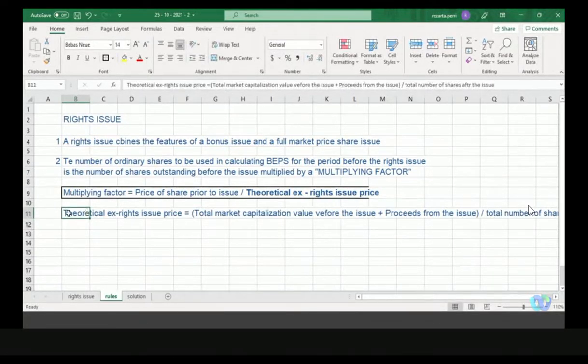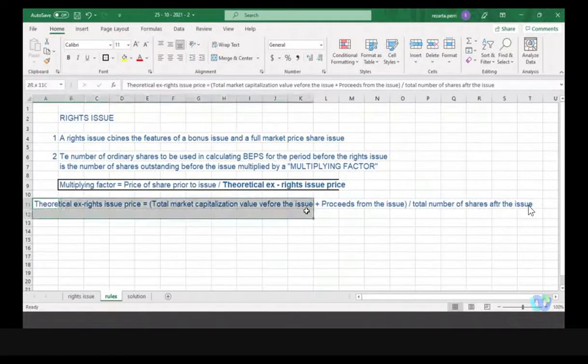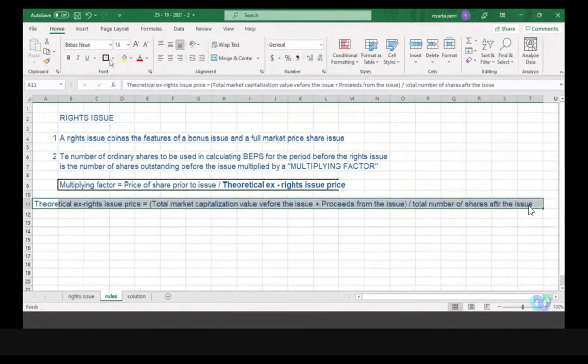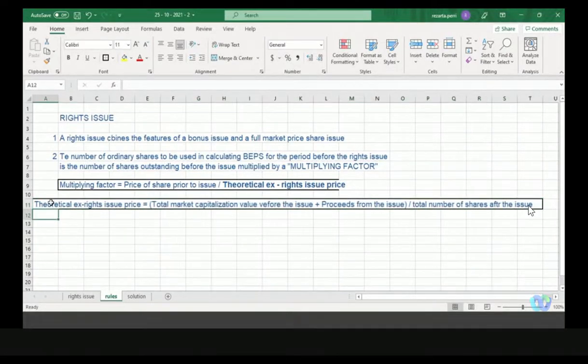Okay, that is a somewhat long formula, so let's have it all on the screen. This is a fair representation of what we do to calculate the theoretical ex-rights issue price. Again, it's some assumed price. It's not something that the market will actually reflect.